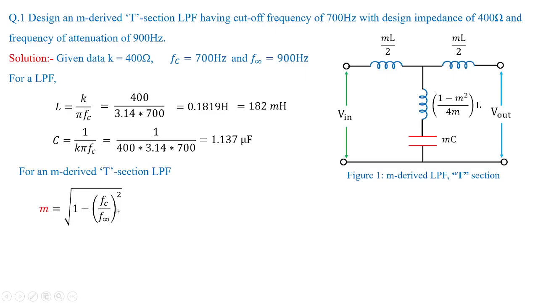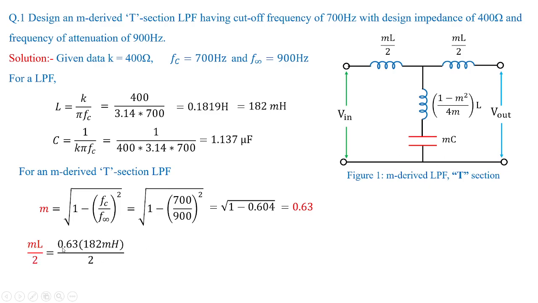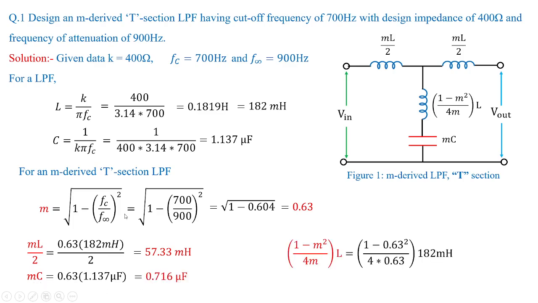Fine. Now for m-derived low pass filter under T section, we have derived the formula for m, which is under root of 1 minus (Fc by F attenuation) square, and we are going to apply the values of Fc and F infinity, and the value of m is obtained to be 0.63. But what is the requirement? We require the value to be ml by 2 and the arm, that is the series arm under T section. So for that we are calculating the ml by 2 value, which is 57.33 millihenries, and the MC value is obtained to be 0.716 microfarads, and the value of the inductor, which is the part of Z2 dash, is obtained to be 43.55 millihenries.